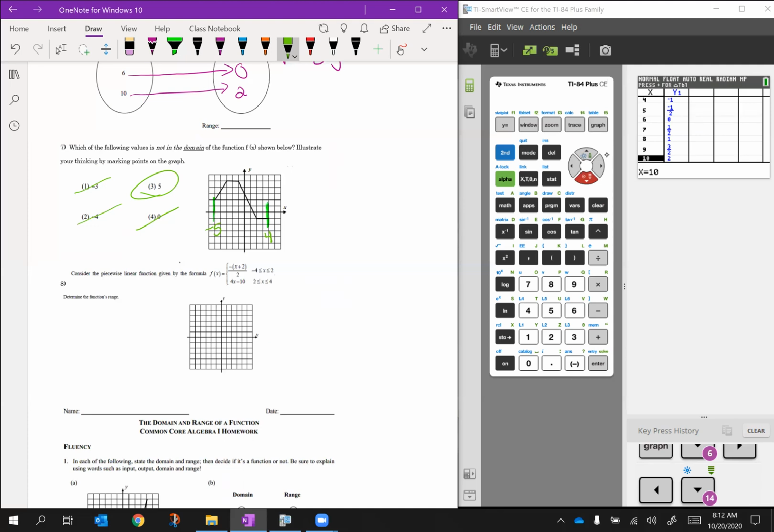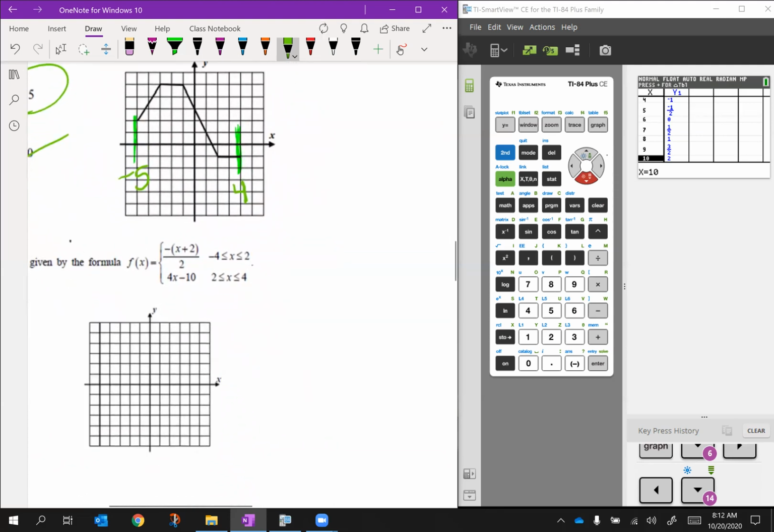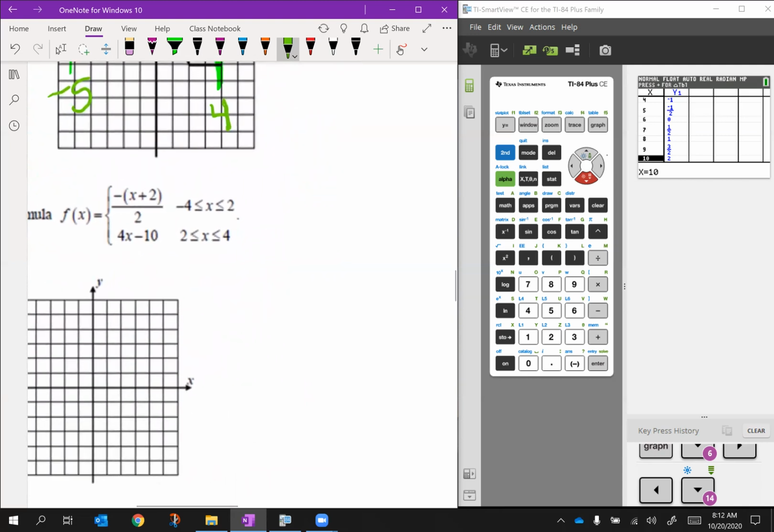All right, and this last one. This is a piecewise function. We're going to use our graphing calculator again. So we did one of these a few days ago. I'm going to use the first one with green. So my first function, I need the x and y values. So I need -4. I'm going to go with -2, 0, 2. I'm just picking the even numbers.